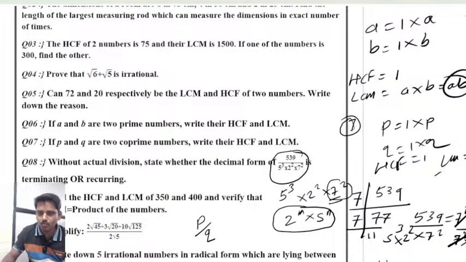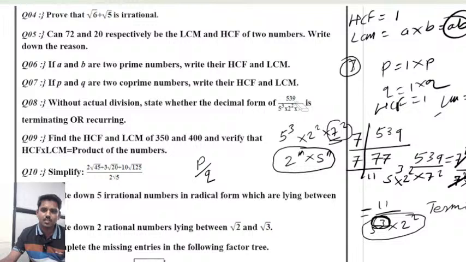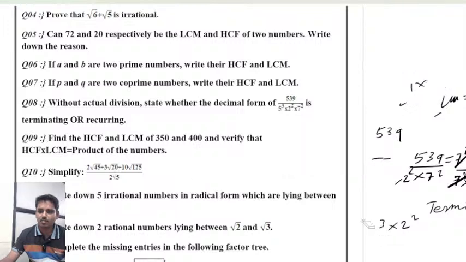Find the HCF and LCM of 350 and 400 and verify HCF into LCM equals the product of the numbers. So let us first find the prime factorization of 350 and 400. By this method, HCF is the product of minimum powers of each factor and LCM is the product of maximum powers of each factor that appear in the prime factorization of 350 and 400. So let us find the prime factorization of both the numbers.